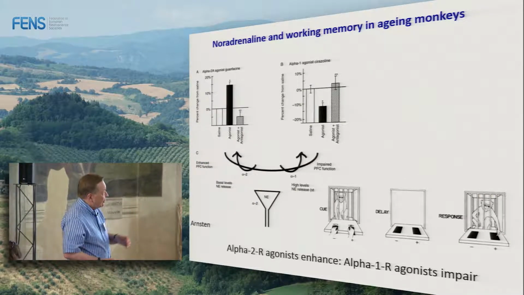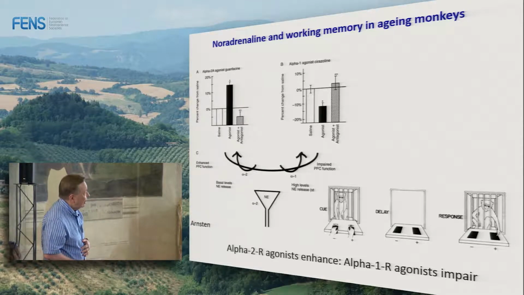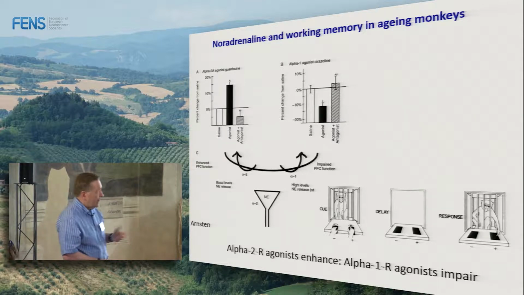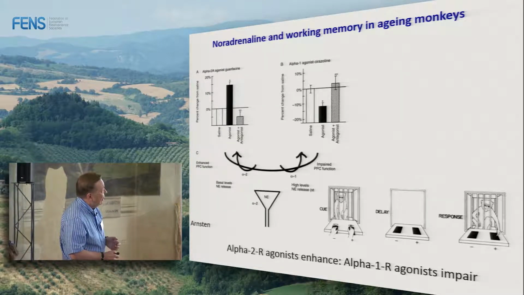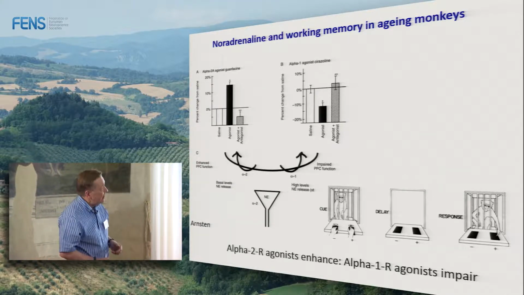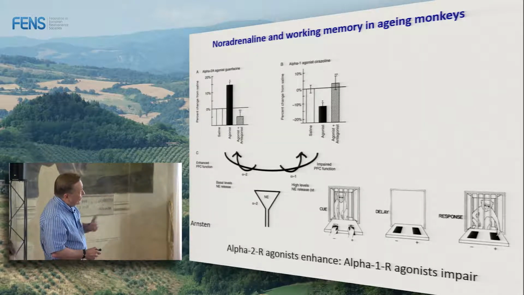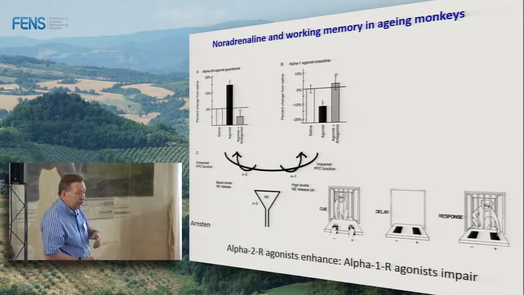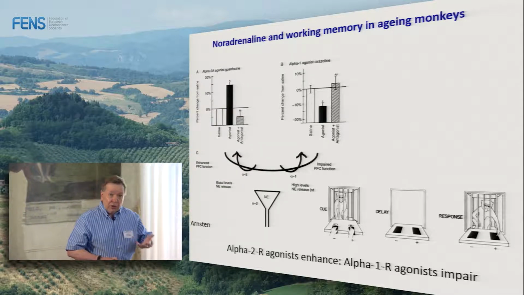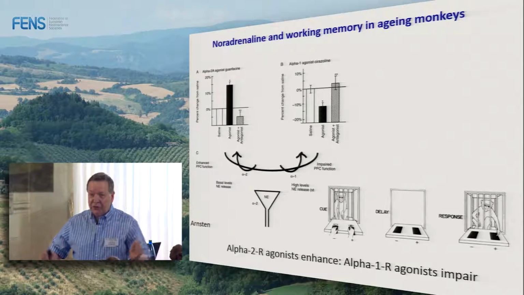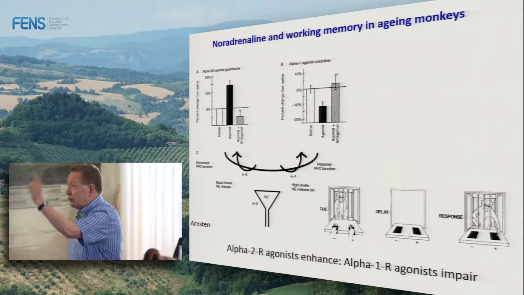Now, there are different receptors for noradrenaline in the cortex, and Arnsten showed that some agonists will improve this working memory task, where the monkey has to remember where the peanut is. But other receptors, which are active at higher levels of noradrenaline, actually impair performance. So the alpha-2 receptor, when stimulated, seems to boost performance, certainly in aging monkeys, whereas when you give a drug stimulating the alpha-1 receptor, it makes performance worse. And she's interpreted this again in the context of the inverted U hypothesis. Too much noradrenaline is bad for you.